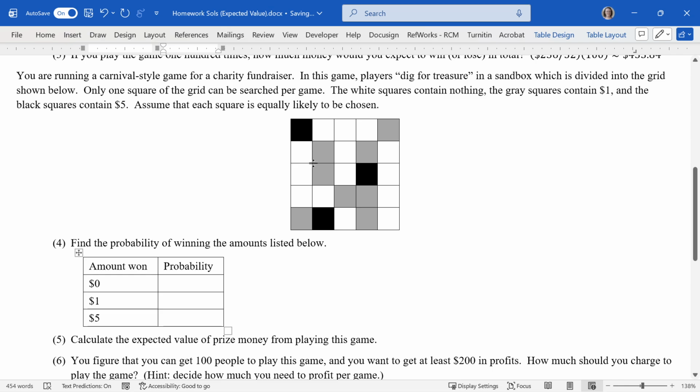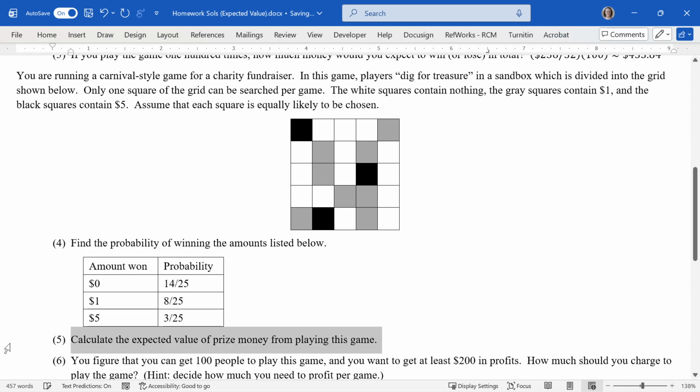Okay, so if each square is equally likely, how many squares give you nothing? Actually, I think it's easier to count the ones that do give you something first. So the black squares give you $5, and there's only 3 of those. So that's going to be a 3 out of 25 probability because there's 25 squares in total. The gray squares are giving you $1. So let's see, there's 1, 2, 3, 4, 5, 6, 7, 8 of those. And then the rest of them should be white. So this was 11 squares together out of 25. So I think 14 should be white. We could also count, but it should be right.